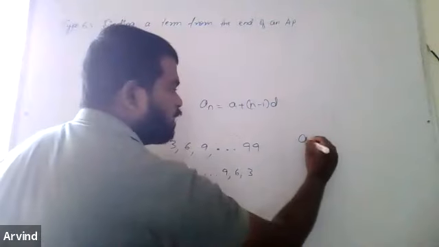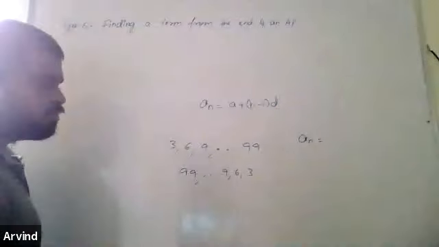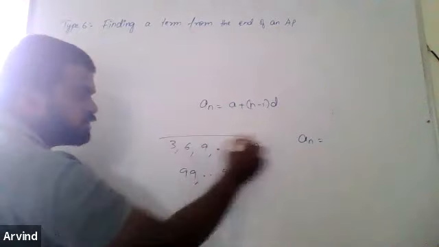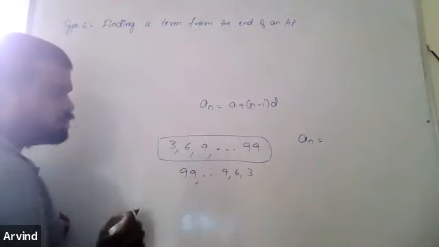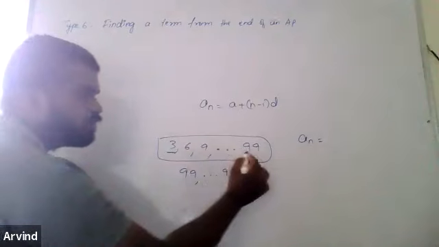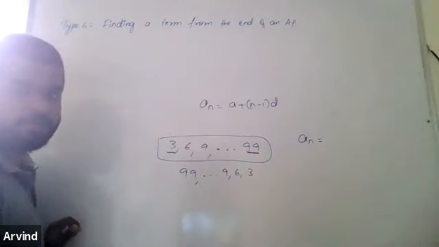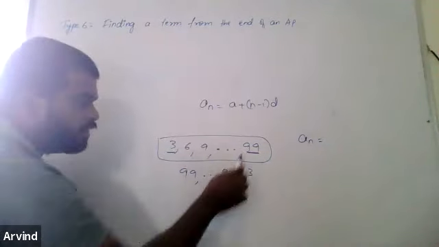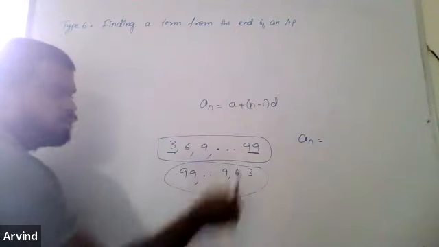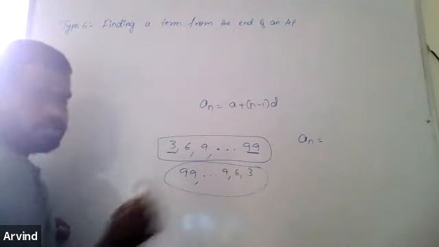What is the formula that I'm going to derive? Observe. This was your original AP. In the original AP, this was your first term and this was your last term. Correct? Now the reversed AP is this. So the last term you had is now acting like the first term.